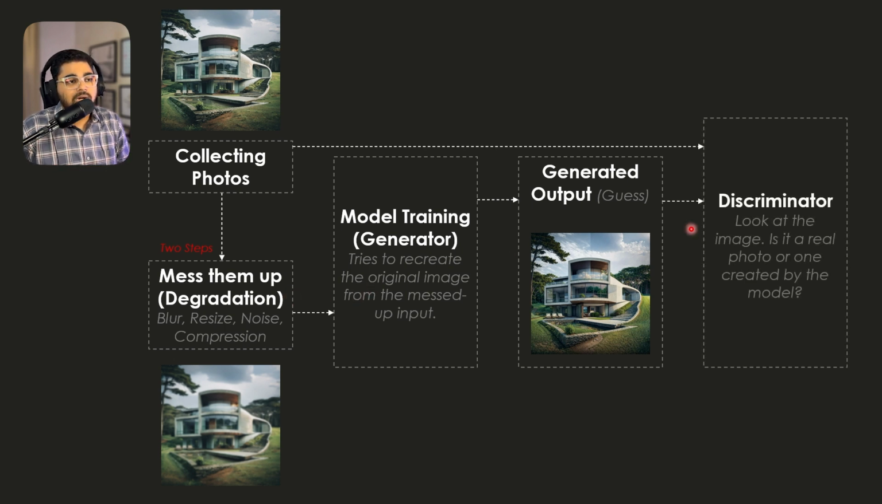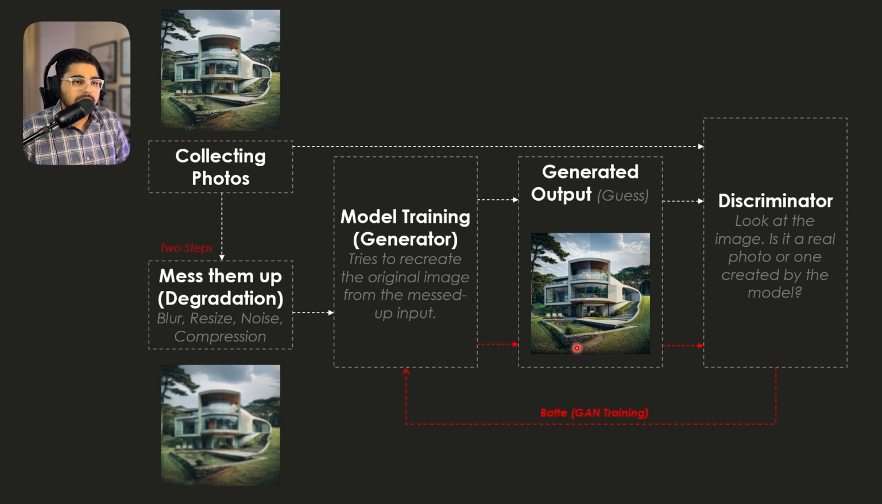So then we have something called a discriminator. The discriminator looks at the original input image and the image generated by the generator, and compares: does it look real, or does it look like a model has created it? If it finds that this is not a real image, that it was created by a model, it pushes it back to the generator.